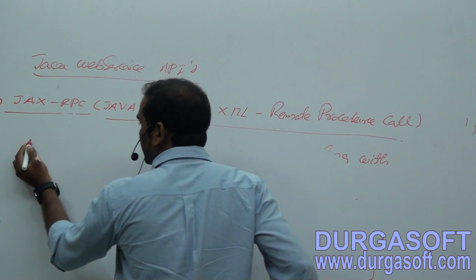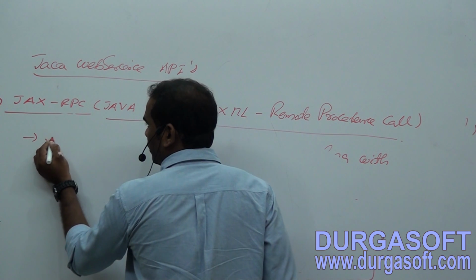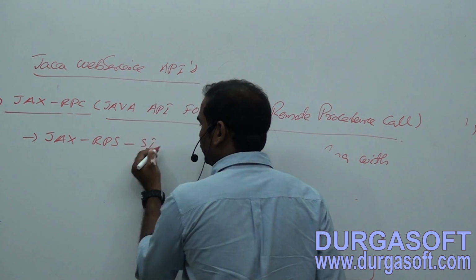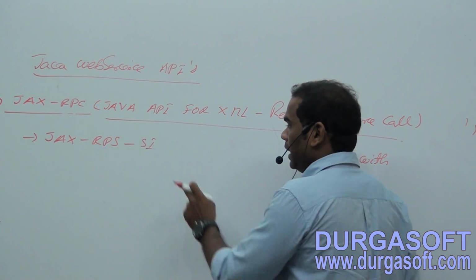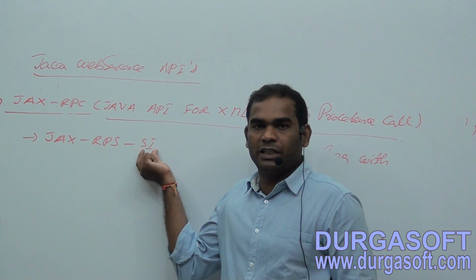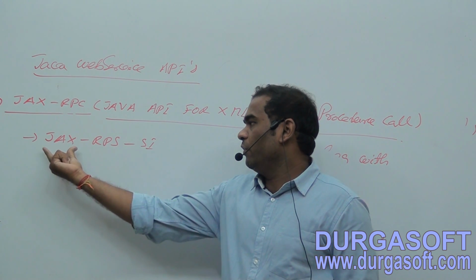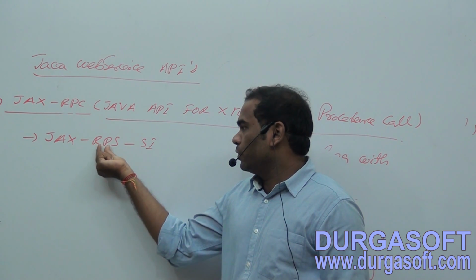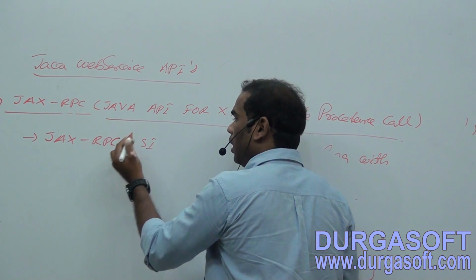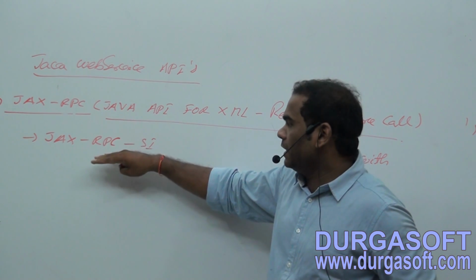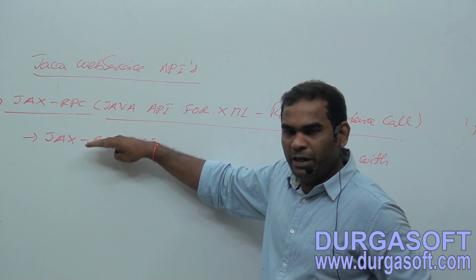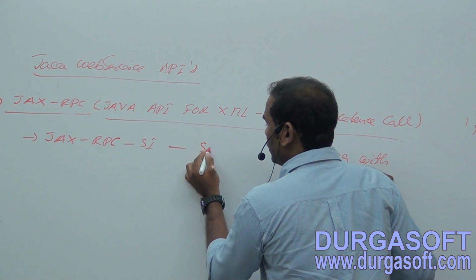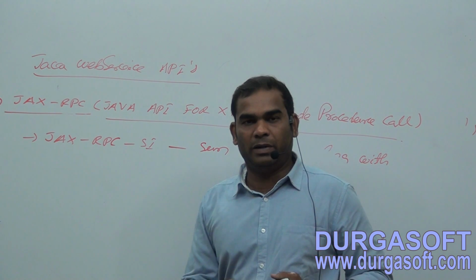The first implementation for JAX-RPC is JAX-RPC SI. SI full form is Sun Implementation. The full form is Java API for XML Remote Procedure Call Sun Implementation. This is the implementation name for JAX-RPC, which is given by Sun Microsystems.